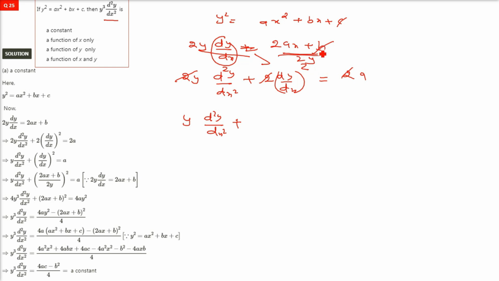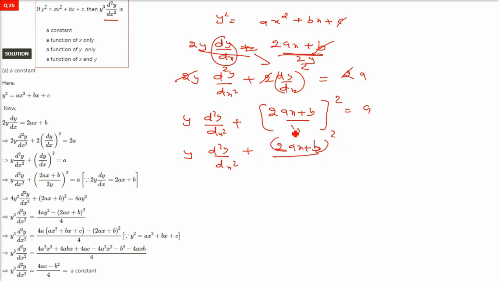Dy by dx was what? In the second step, dy by dx can be written as 2ax plus b by 2y. So I am replacing now dy by dx as 2ax plus b by 2y, or 2 gets cancelled, sorry. So we have y d2y by dx2 plus, just square it, 2ax plus b by 2y whole square. This is going to be 4y square, and right hand side is going to be a. I'm just replacing, not differentiating.